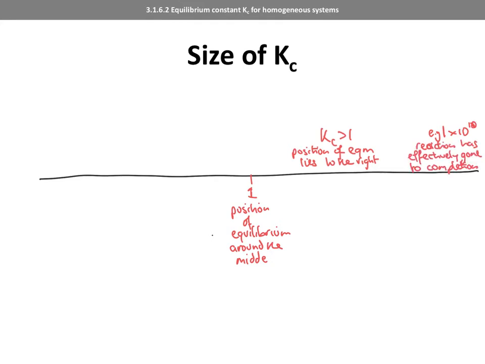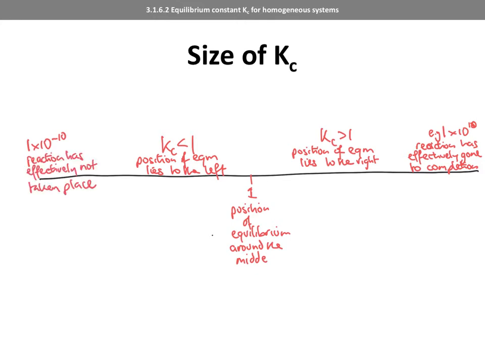Similarly, if Kc is less than 1, then that's telling us that the denominator is larger than the numerator, so that means there is more reactant than product. So in effect, the position of equilibrium lies to the left. And then if Kc is very, very small, so something like 1 times 10 to the minus 10, that's telling us that the denominator is significantly larger than the numerator. That means there are significantly more reactants than products, and we could effectively say that the reaction hasn't taken place.